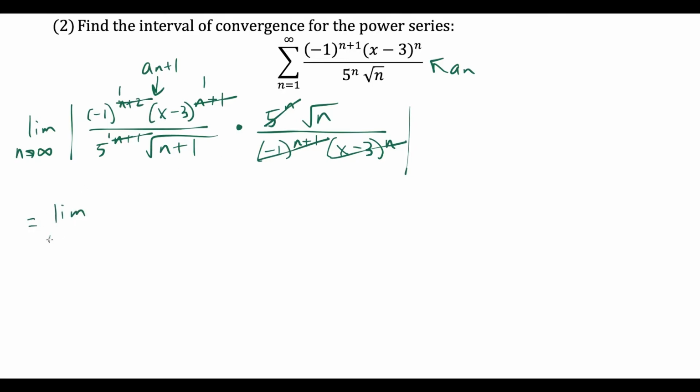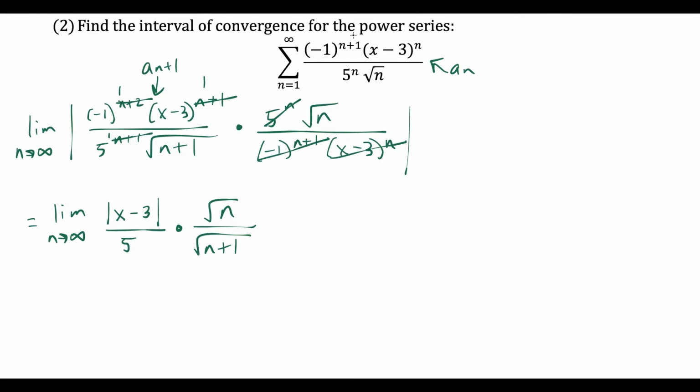This is the limit as n goes to infinity. The absolute value of negative 1 is 1, so we could just forget about that. The absolute value of x minus 3, we're just going to write as the absolute value of x minus 3. And the absolute value of 5 to the first, we could just write on bottom as 5. And now we have times the leftovers inside the absolute value, square root of n over, and on bottom we're left with square root of n plus 1. We already took the 5 that was left here and wrote it under the absolute value of x minus 3. Once again, I don't need absolute value around this because n is going to infinity, so these are both positive expressions. So we can get rid of the absolute value.